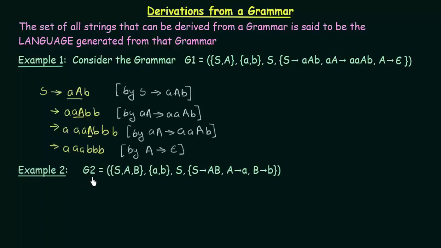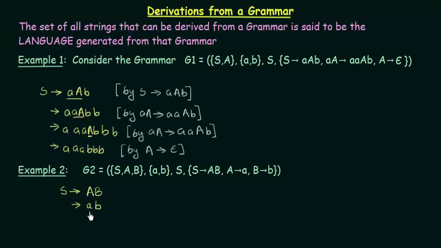Here we have another example grammar G2, which is given like this: S, A, B are the non-terminal symbols, and a and b are the terminal symbols. S is the start symbol, and we have production rules given like this: S gives AB, A gives small a, and B gives small b. Let us see what strings we can form from this grammar. Starting from the start symbol S, we know that S can give AB, capital A and B, and from the production rule A gives small a. So instead of this big letter A, I'll write small a here, and we also see that B gives small b. So instead of this B, I'll write small b over here.